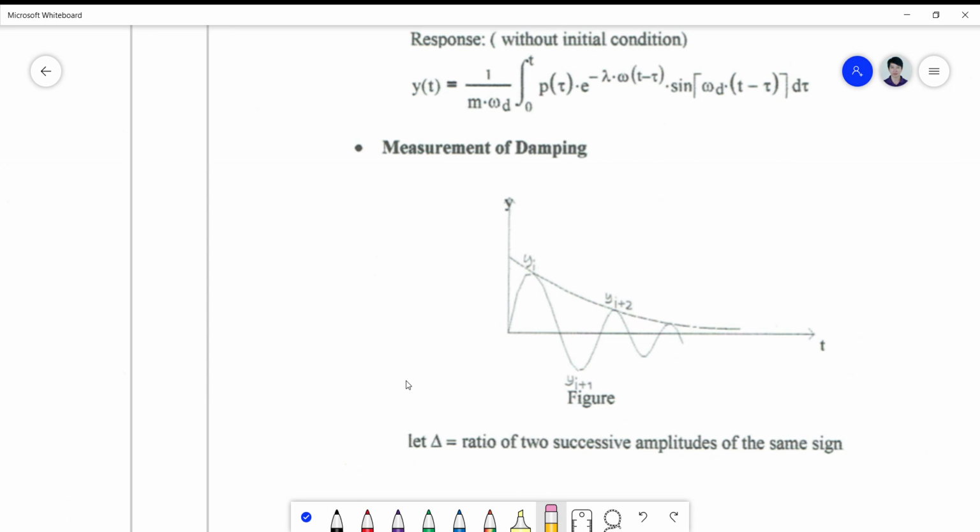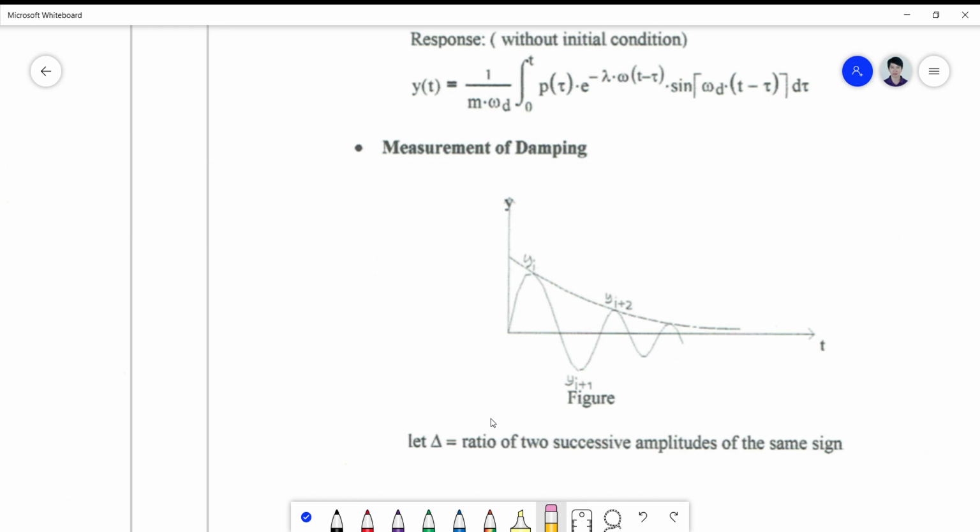So we move over now to the measurement of damping. Here we have a damped harmonic motion presented by this wave. This is now your vibration representation, which is damped harmonic.